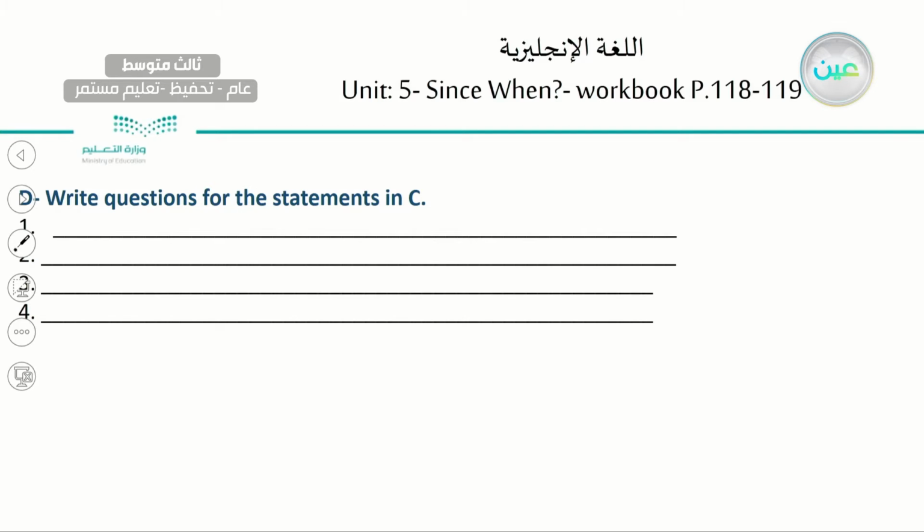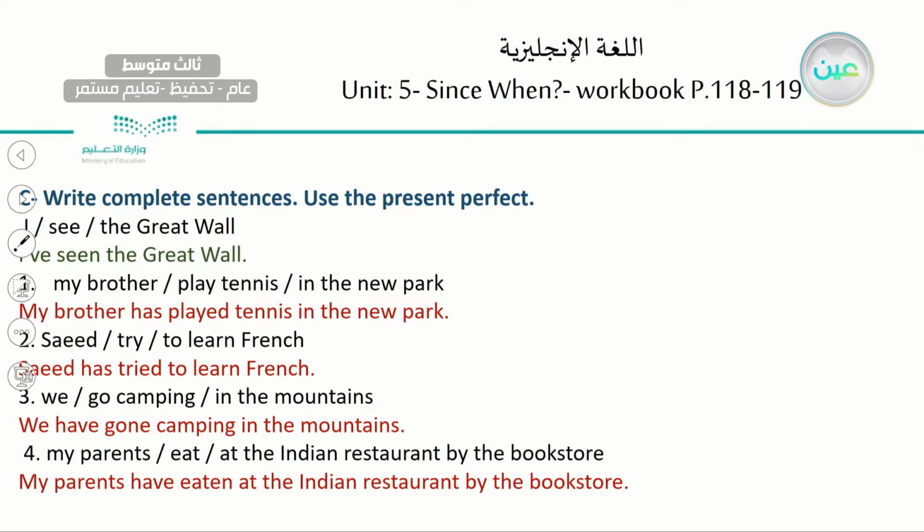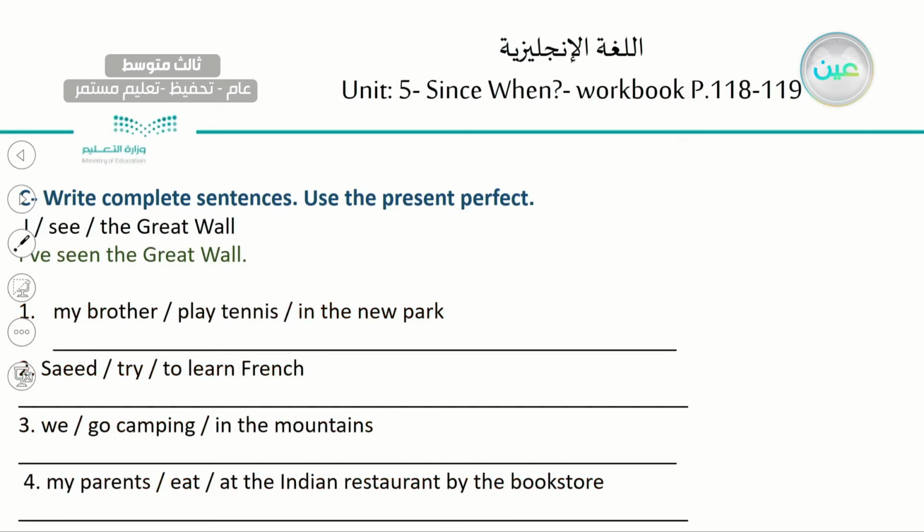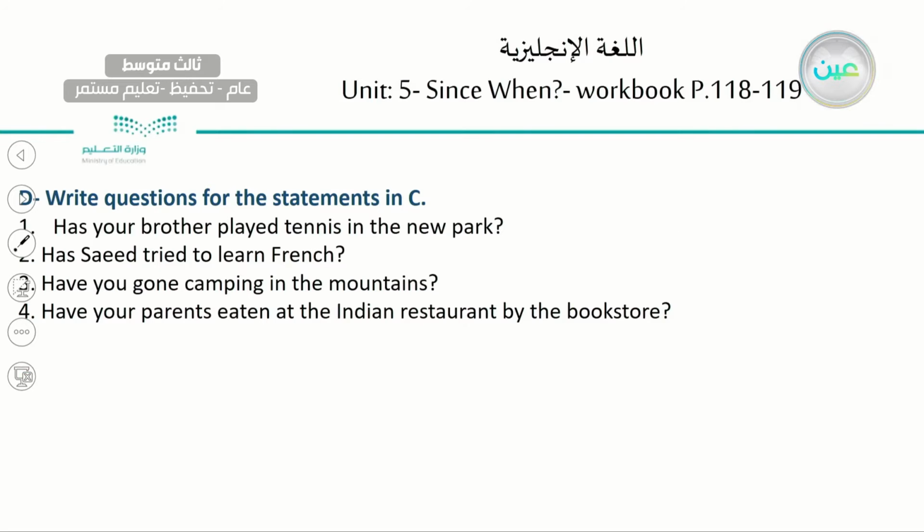In exercise D, write questions for the statements in C. So we have these statements. We have to write questions related to these statements. Okay? Yalla, let's see the answers together. Has your brother played tennis in the new park? This is the first one. Has Saeed tried to learn French? Have you gone camping in the mountains? Have your parents eaten at the Indian restaurant by the bookstore? These are 4 questions related to the 4 statements in exercise C.